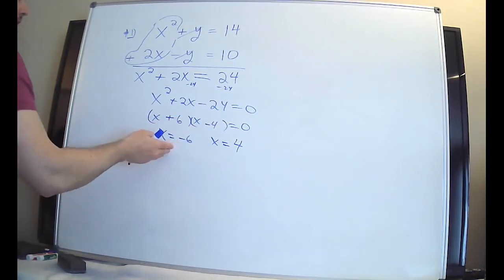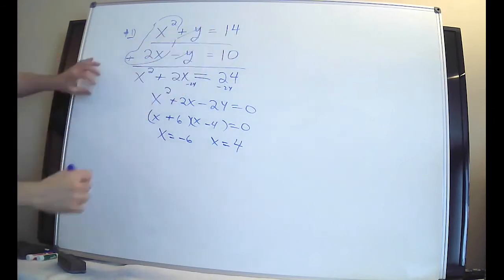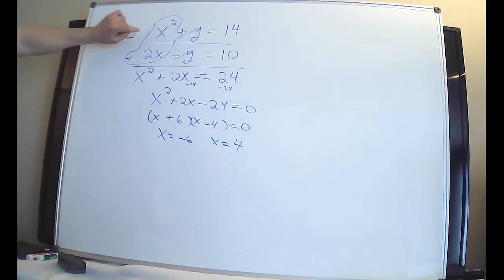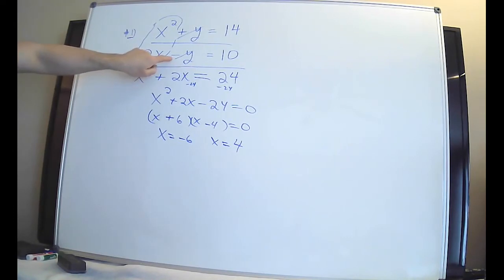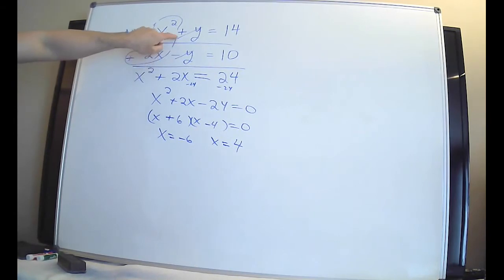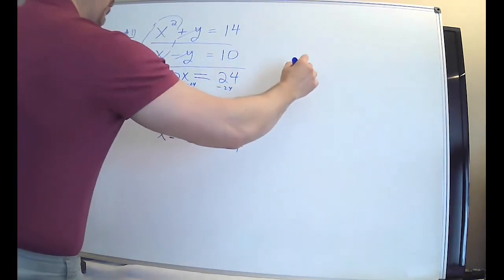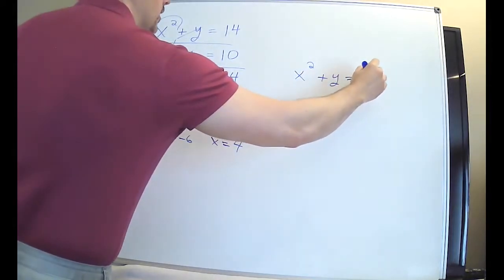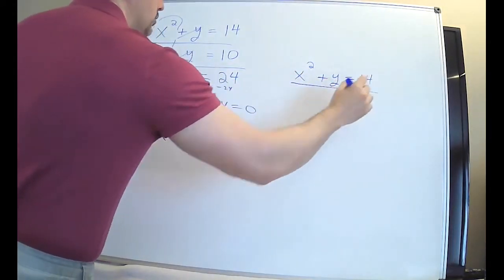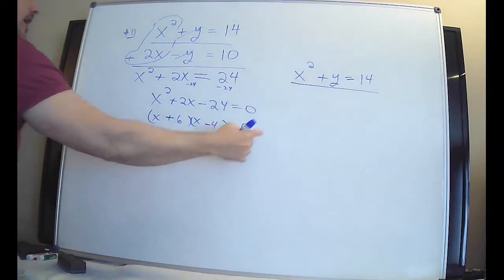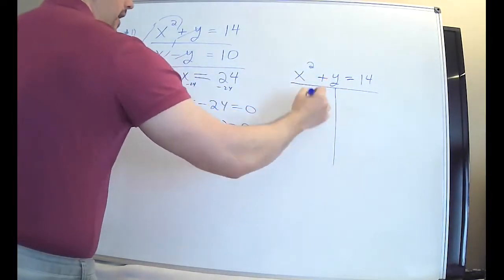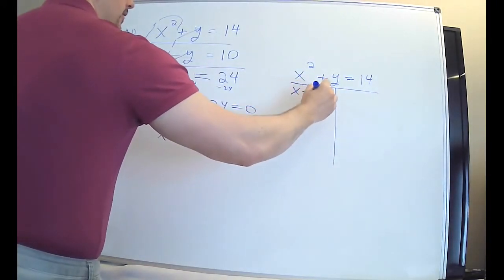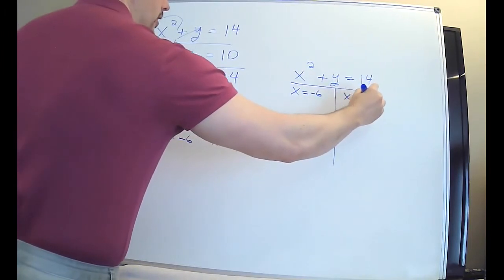It's almost over, except I have to use one of those two original equations that I totally ruined and solve for y. This one has a negative y in it. I'd rather not use that one if I'm going to solve for y. Why not just use the top one? The top one already has a positive y there. So I'm going to plug my two numbers that I got for x into there one at a time. First, I'm going to plug in negative 6, and then I'm going to plug in 4.